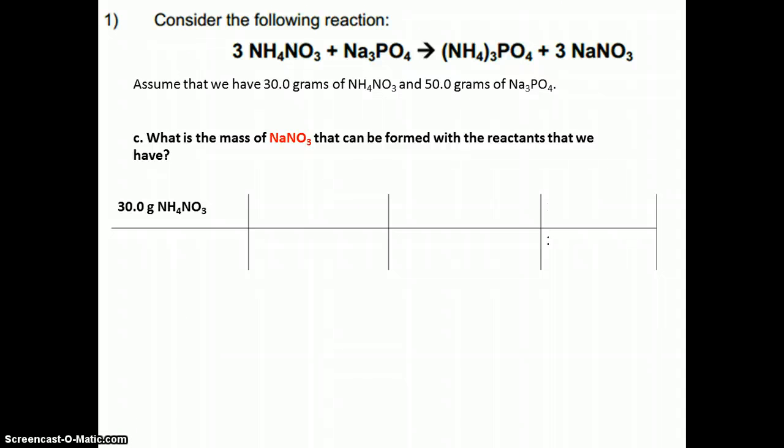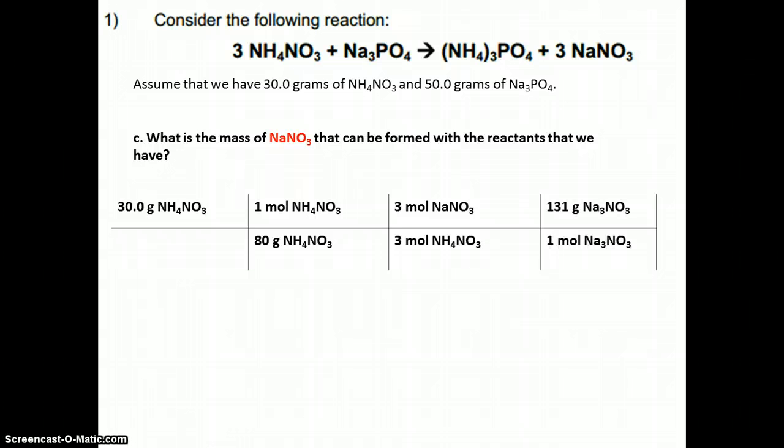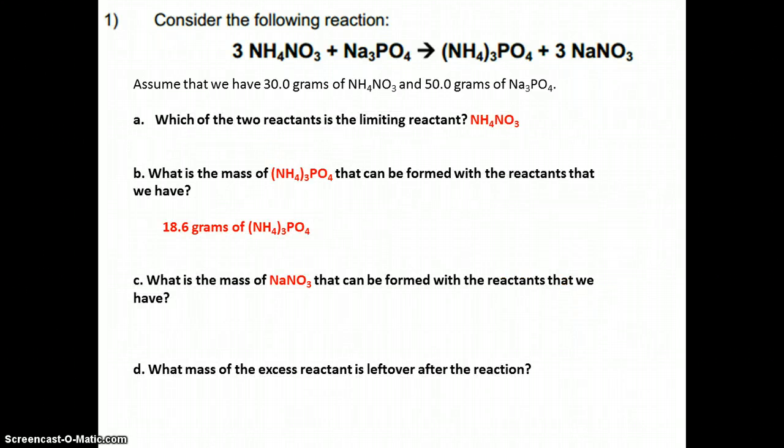Alright, I got grams of limiting reactant. I want to convert it to moles of limiting reactant using the molar mass of this reactant. I'm going to convert the moles of ammonium nitrate, the reactant, to moles of the product using the mole to mole ratio from my balanced chemical equation. Now I have moles of sodium nitrate. I'm going to convert from moles back to grams using the molar mass of the product. You plug this into your calculator and you get 31.9 grams of this product, NaNO3. Okay, so I'll plug that in here.